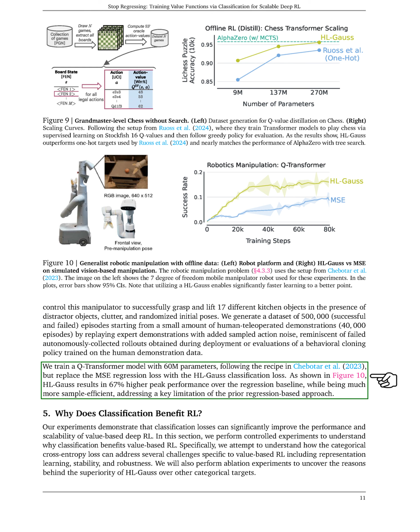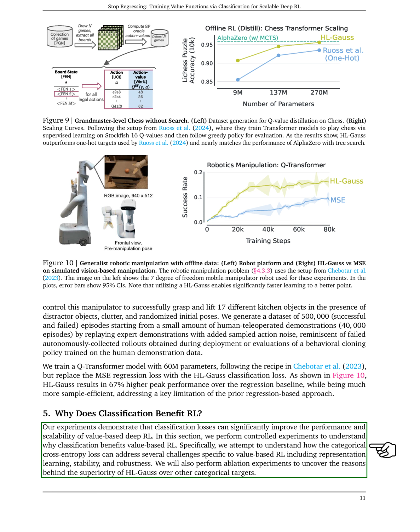We trained a Q transformer model with 60 million parameters, following a previously established recipe but replacing the MSE regression loss with the HL-Gauss classification loss. Our results showed that HL-Gauss achieved a 67% higher peak performance over the regression baseline, demonstrating much greater sample efficiency and addressing a key limitation of the prior regression-based approach.